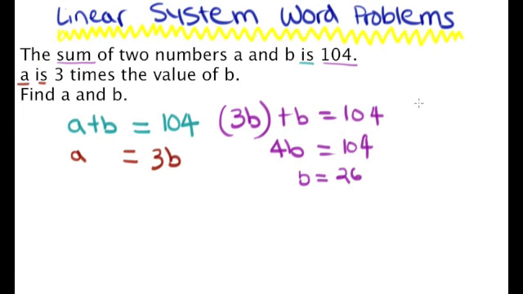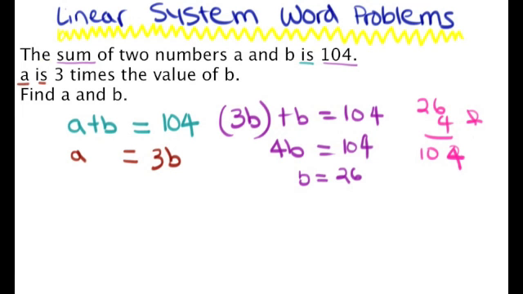Let's check that. 26 times 4. 6 times 4 is 24. 4 times 2 is 8, plus 2 is 10. So 104. So that's correct. Now let's plug it back in to solve for A.